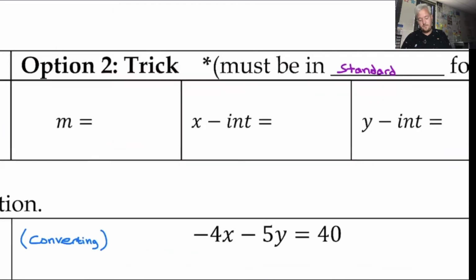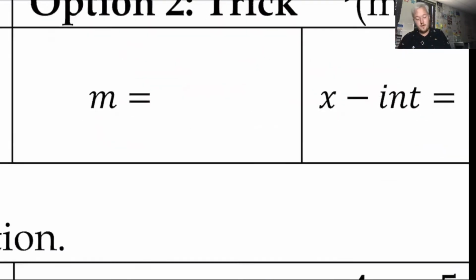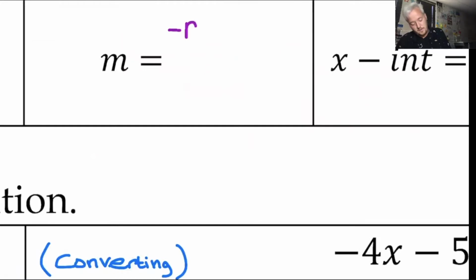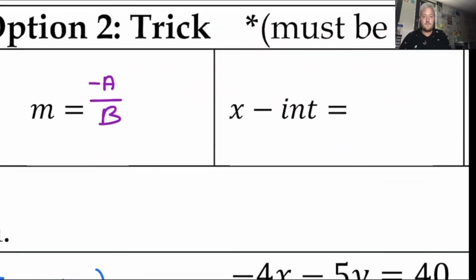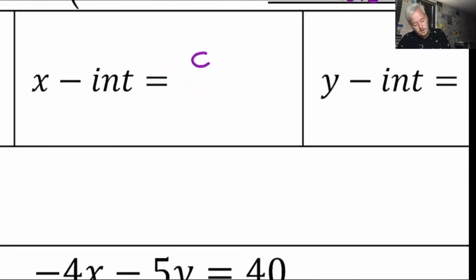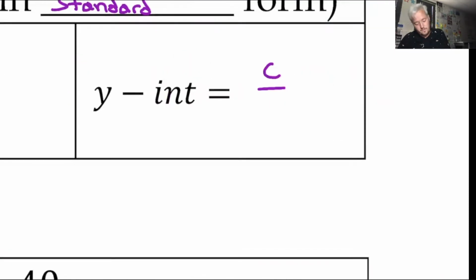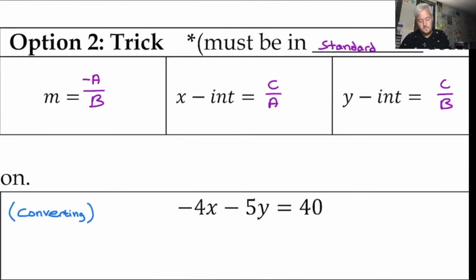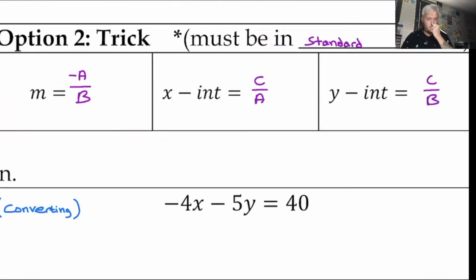Down here, to find the slope, I want to take the opposite of a, so negative a over b. For the x-intercept, I want c over a. For the y-intercept, I want c over b. So a and b are going to be those coefficients, and then your c value is that constant at the very end. Plug them into these different little tricks, and that will help you get those aspects and attributes.